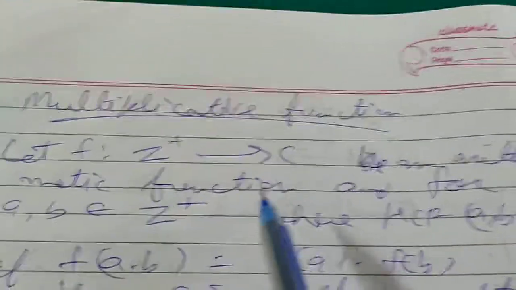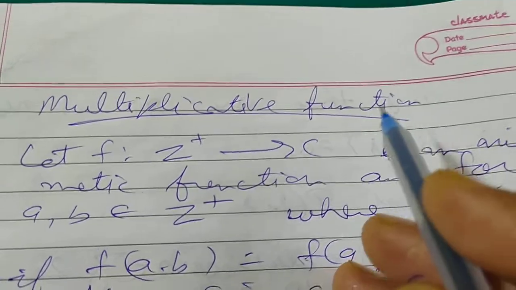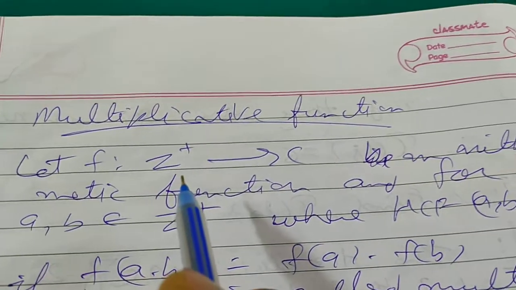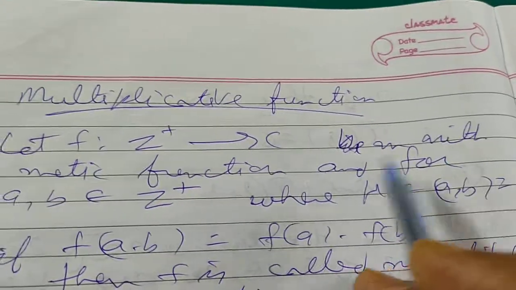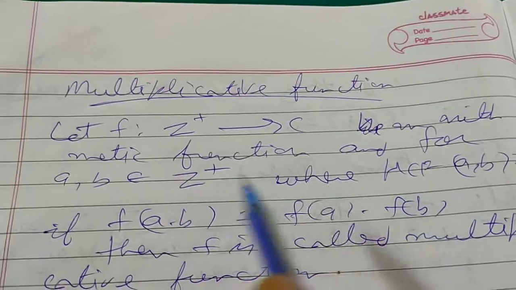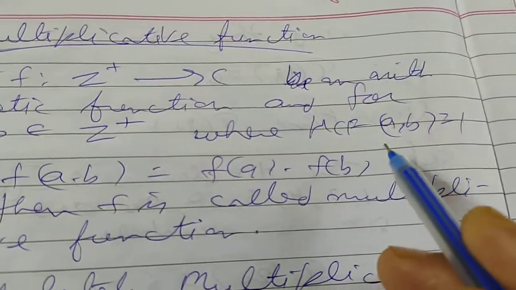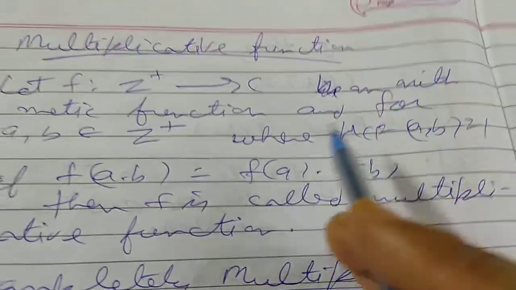Then next, in the same way, the other function we are learning is the multiplicative function. So what is a multiplicative function? Let f be a function from Z plus to C, an arithmetic function, and for any two positive integers, say a and b, if f of ab is the same as f of a times f of b, provided the condition that the GCD of a and b is 1, then it is said to be a multiplicative function.